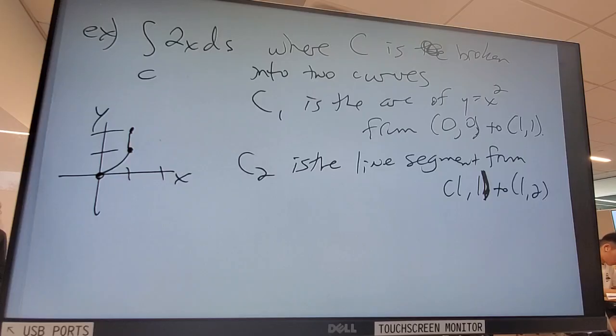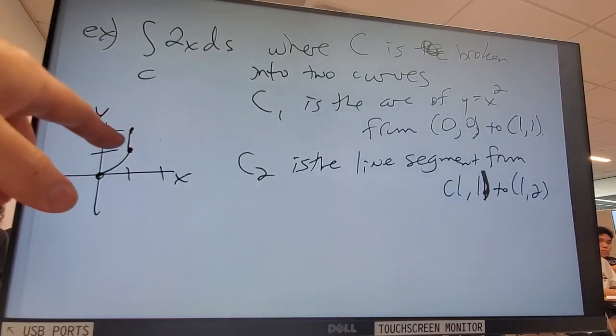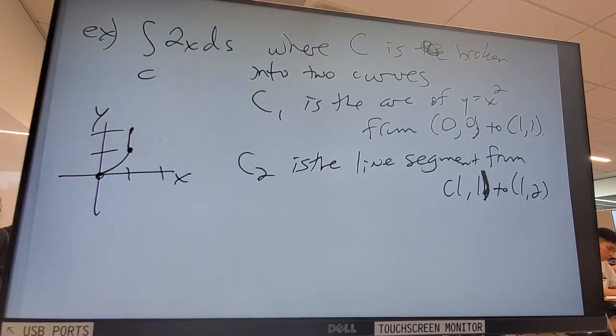As I crawl along here, what's the height of the tent? What's the height here? 0. What's the height here? 1. 2. Is everybody with me? Everything is happening above or below, depending on the function. If I was in this quadrant, then I would have been below. You see what's happening?